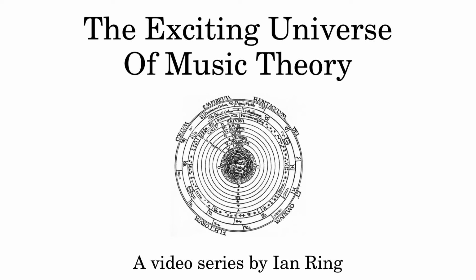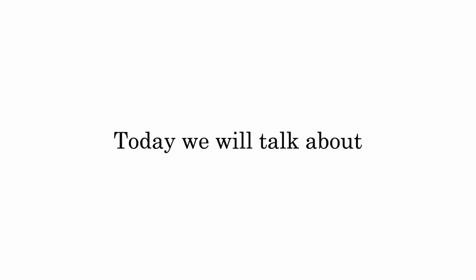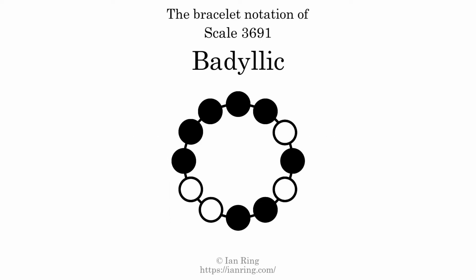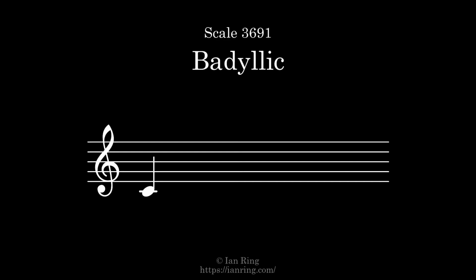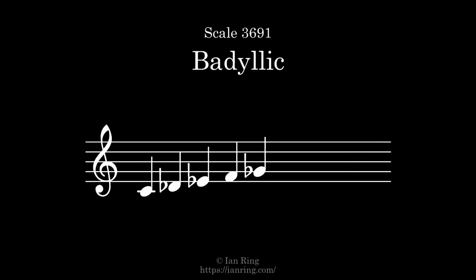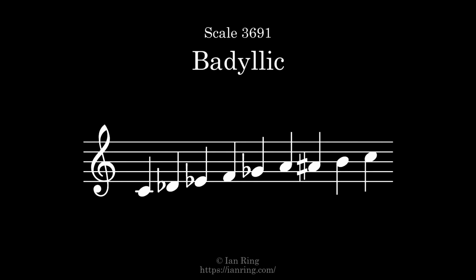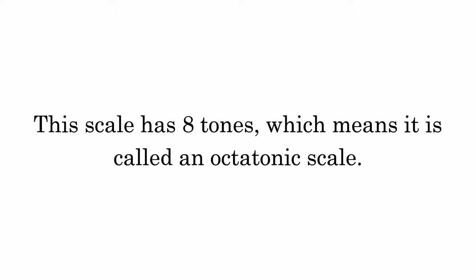Welcome to the exciting universe of music theory. Are you ready to learn? Then let's begin. Today we will talk about scale 3691, Badyllic, which sounds like this. This scale has 8 tones, which means it is called an octatonic scale.